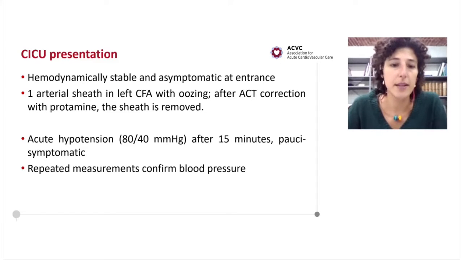After approximately 15 minutes, the nurses called for a hypotension of this patient. The blood pressure was 80/40 millimeters of mercury, and the patient was slightly symptomatic for dizziness. He had an arterial line for invasive blood pressure measurements, so we flushed the line and repeated the measurements, which confirmed the blood pressure.